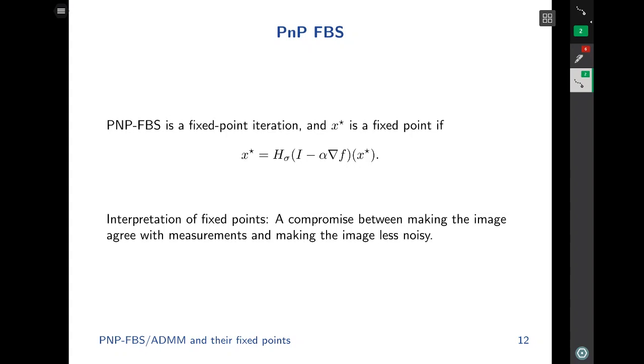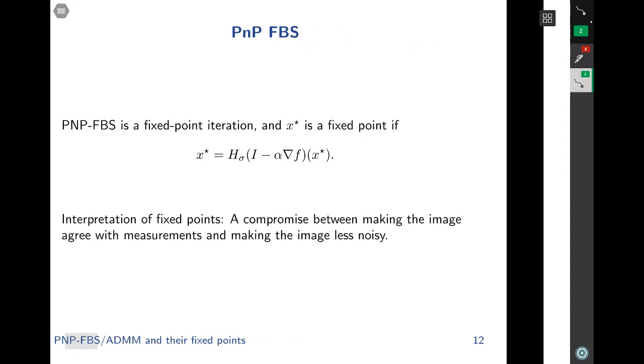The fixed points of plug-and-play forward-backward splitting have a simple, albeit non-rigorous, interpretation. The iteration applies the gradient update to make the image agree with measurements, and then applies the denoiser to make the image less noisy, in an alternating fashion. A fixed point represents a compromise between these two goals of making the image agree with measurements and making the image less noisy.